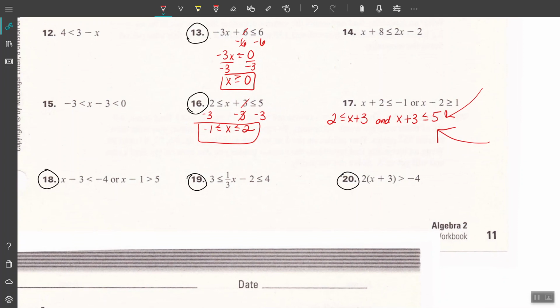Number 18, I'm going to go ahead and do that one because this is an or statement. So we haven't done one like this just yet. We've got two inequalities. I'm going to isolate my x. Okay, and so I end up with x is less than -1 or x is greater than 6. This is an or statement, so they will move in opposite directions away from each other. They will not touch each other on the graph.